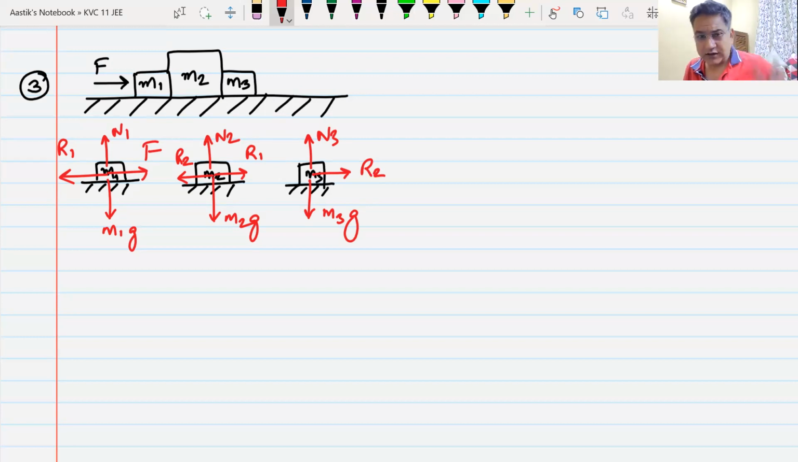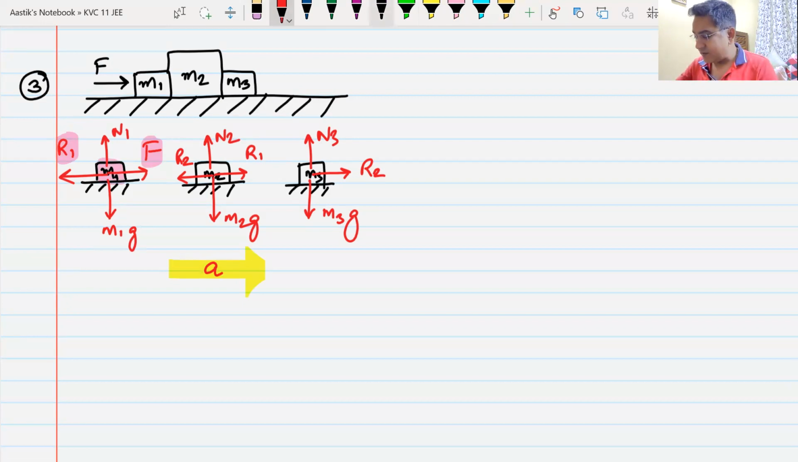Now, let me not write the equation in the up and down direction. We know all the equations in the up and down direction. N1 will be equal to M1G, N2 will be equal to M2G, and N3 will be equal to M3G. Let me write the equation of this block. Now, remember, all these three blocks should be moving forward with the same acceleration A. Yes or no?